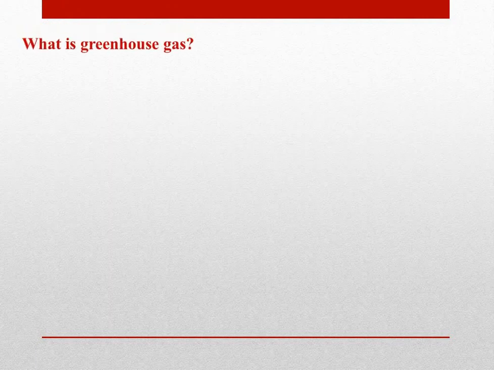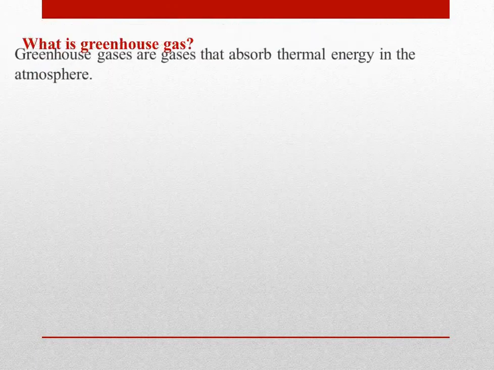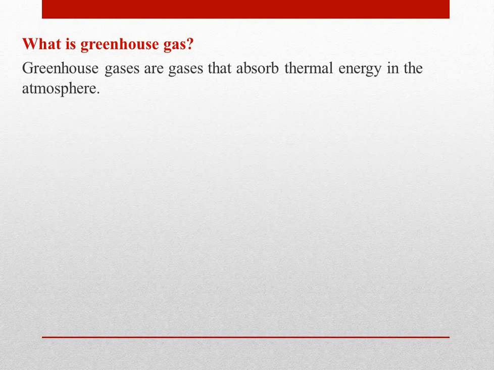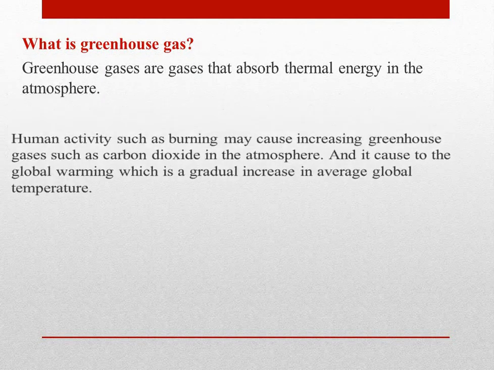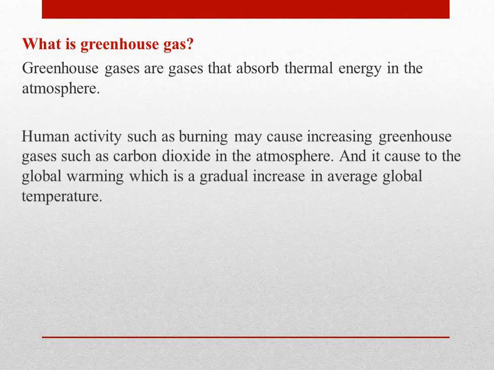What's a greenhouse gas? This is a question, or we can say it's a definition of greenhouse gas. Greenhouse gases are gases that absorb thermal energy in the atmosphere. Human activities such as burning may cause increasing greenhouse gases, such as carbon dioxide, in the atmosphere. And it causes global warming, which is a gradual increase in average global temperature.